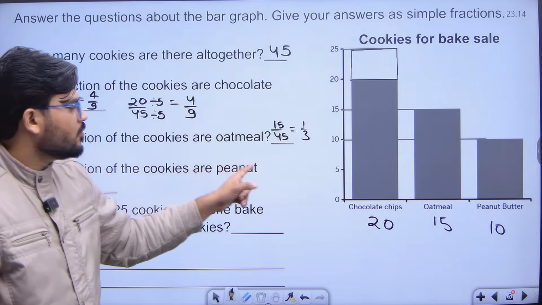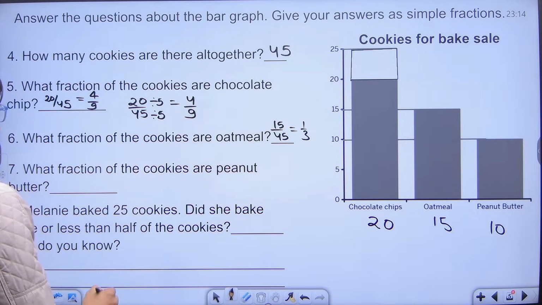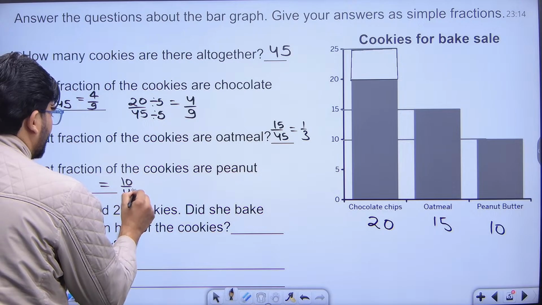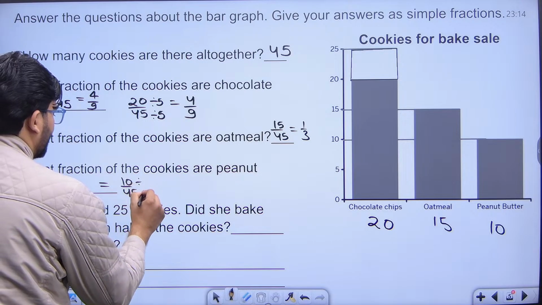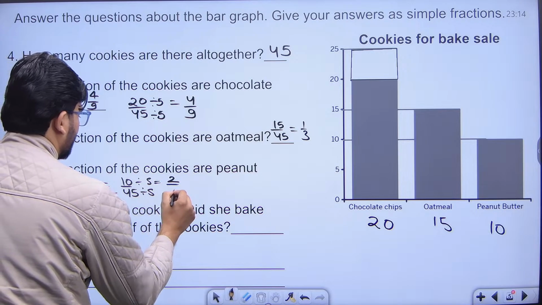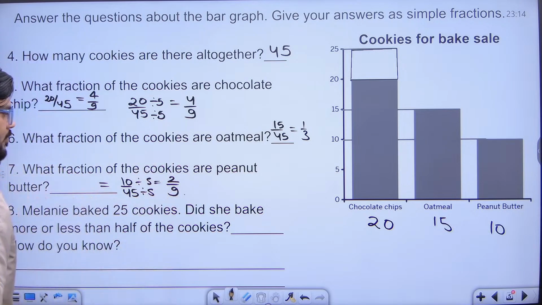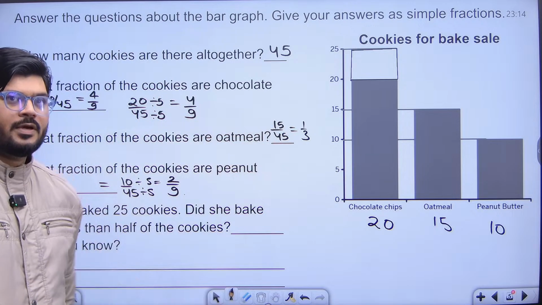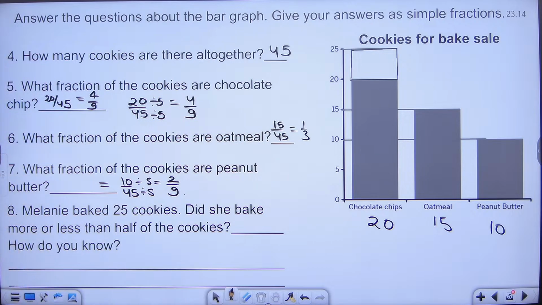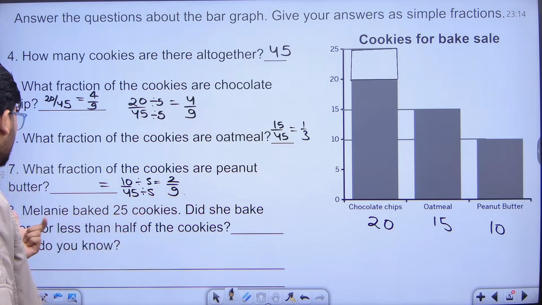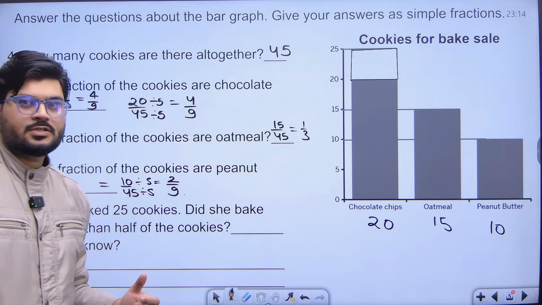What fractions of the cookies are peanut butter? So peanut butter, you can say 10 by 45. Both of them can be divided by 5. So you will get 2 by 9. You can also write 2 by 9, 4 by 9, 1 by 3. Alright. Melanie baked 25 cookies. Did she bake more or less than half of the cookies?